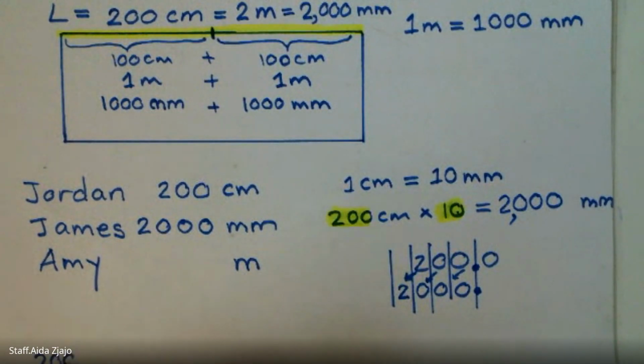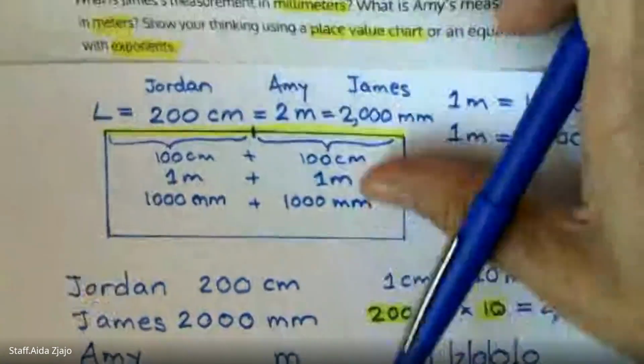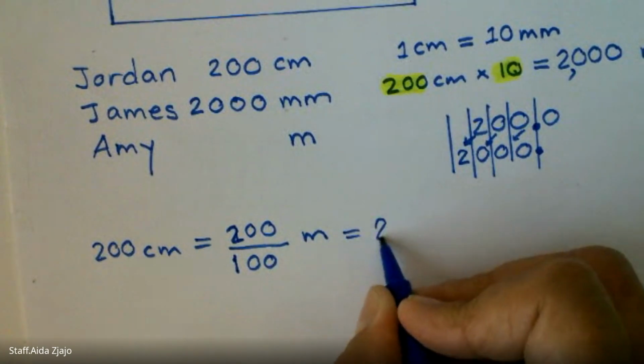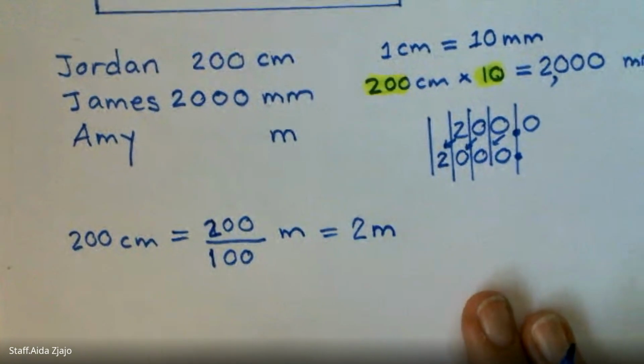So in this case, we need to divide, because we can say it this way: if there is 200 centimeters equals what meters? And there are 100 centimeters in a meter. So divide. 200 centimeters divided by 100. So now we know that 200 divided by 100 equals 2 meters.